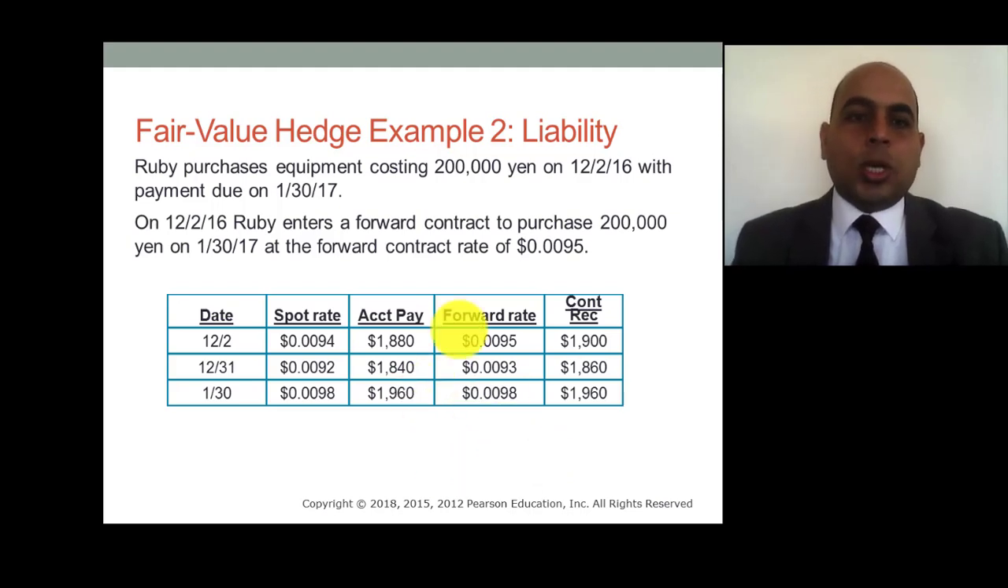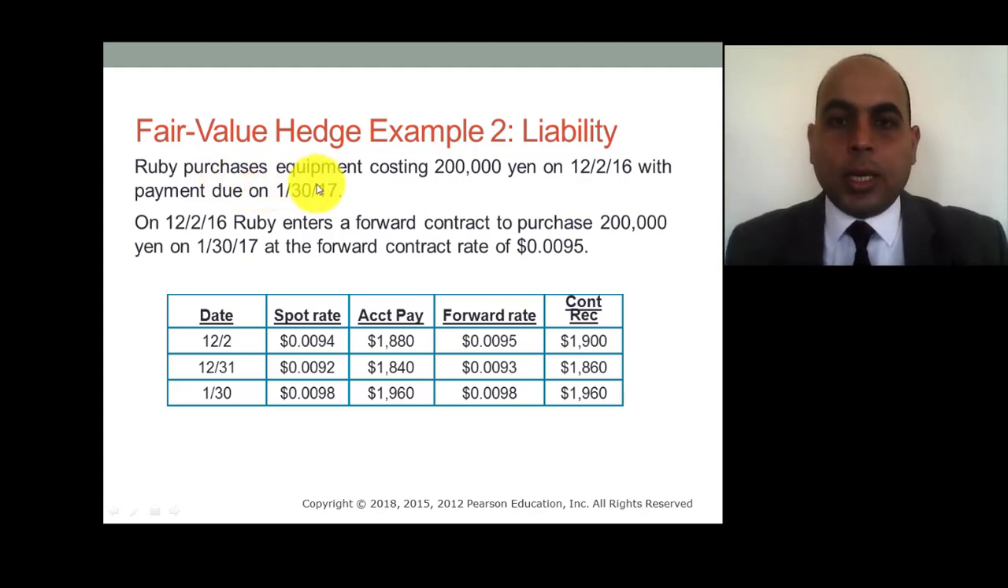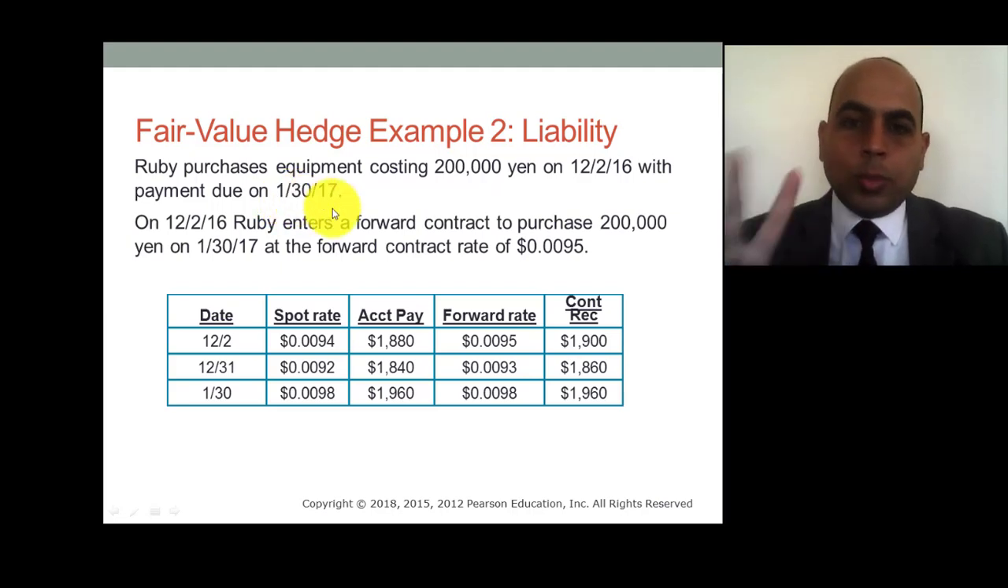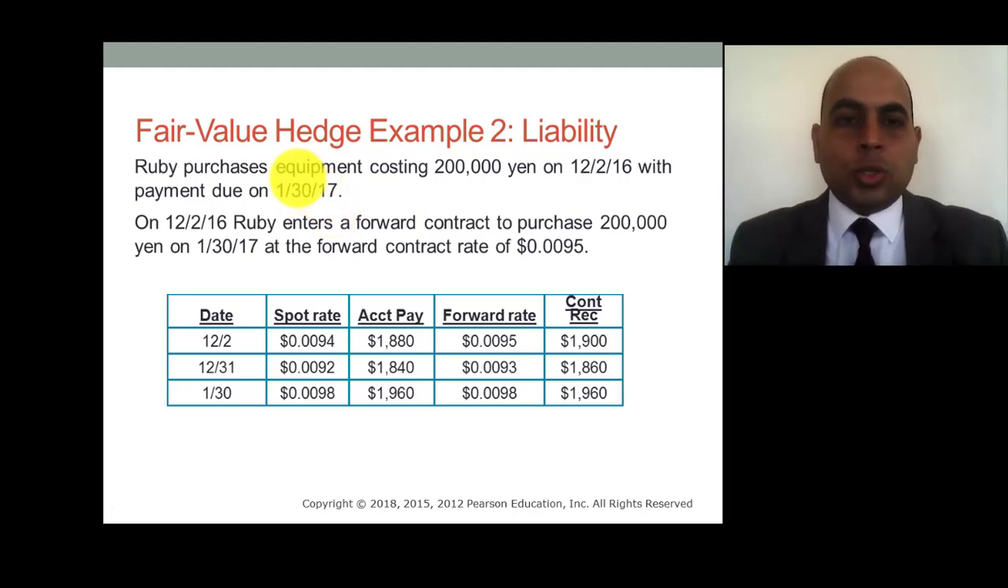Here, Ruby company purchases equipment costing 200,000 yen, the currency of Japan, on 2nd December 2016 with payment due on 30 January 2017. After 2 months, we will settle the amount we owe for the equipment, 200,000 yen. We will settle this amount on 30 January 2017.